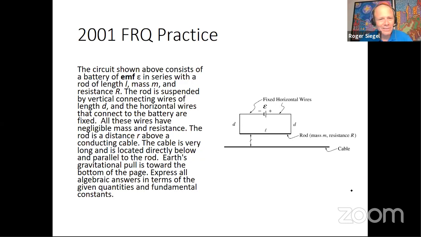It says the circuit shown above, or to the right, consists of a battery of EMF E in series with a rod of length L, mass M, and resistance R. The rod is suspended by vertical connecting wires of length D, and the horizontal wires that connect to the battery are fixed. All these wires have negligible mass and resistance. The rod is a distance r above a conducting cable. The cable is very long and is located directly below and parallel to the rod. Earth's gravitational pull is toward the bottom of the page. Express all algebraic answers in terms of the given quantities and fundamental constants.